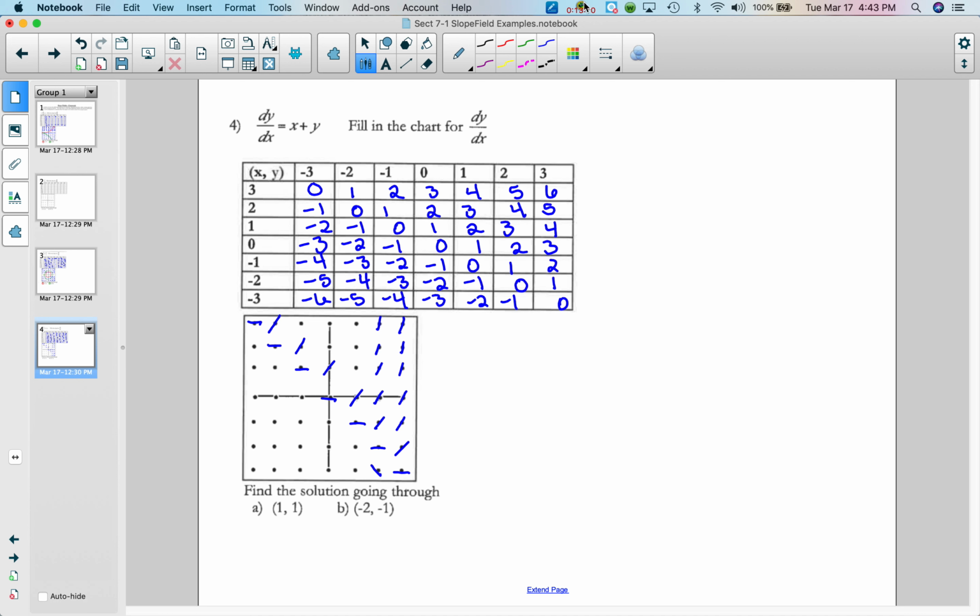I'm going to just fill it out. So I'm going to pause this and go ahead and fill it out. Okay, so this is what I get for my slope field.